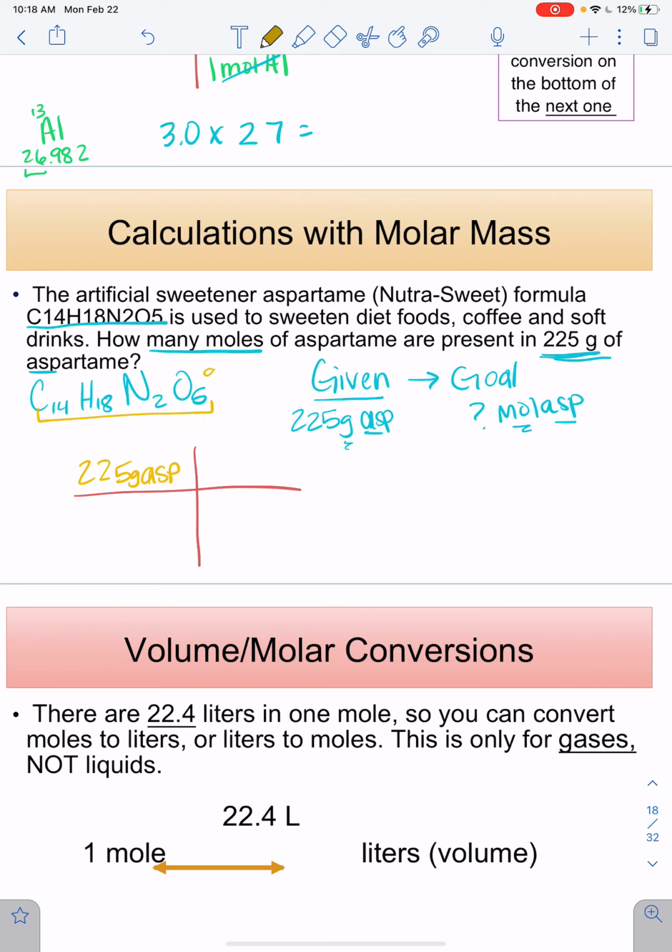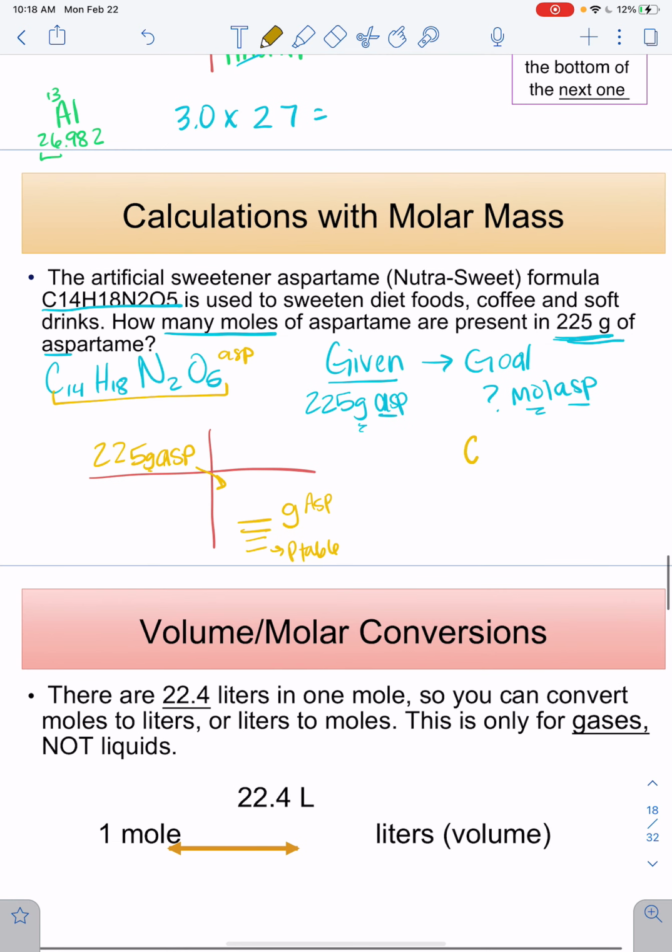Remember, this is ASP. Okay? And if grams is on top, I want to put grams on bottom. Remember, the number that goes with grams has to be calculated. So this number comes from the periodic table. But we have a compound right now. We have C14H18N2O5. So I need to calculate the total molar mass of all of those. So I'm going to get my calculator handy so that I can do this. So I'm going to take this compound out to the side and divvy it up into all of its pieces: carbon, hydrogen, nitrogen, and oxygen.